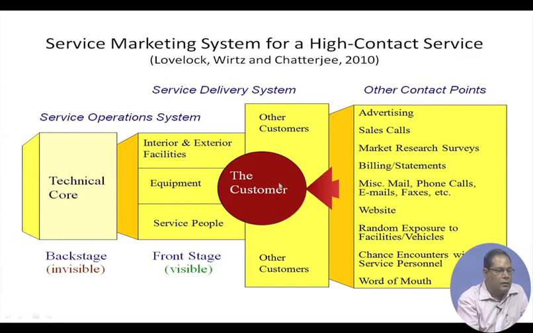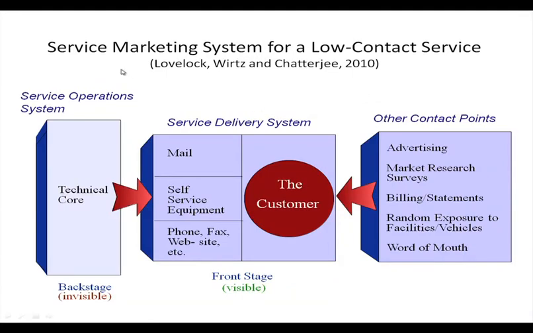Then the customer is actually in the interface of the service operation system and the service delivery system. So, there in the service delivery part there are other customers also who are enjoying the service along with the customer, and other contact points for the customer are the advertising, sales calls, market research surveys etc. So, there are several other contact points, word of mouth. So, these are the contact points for the customer. So, the point is that for a high contact service there are a lot of contact points, and the service has to be provided in an immaculate manner at every contact point, so that the customer is not only satisfied, but also delighted with the service.